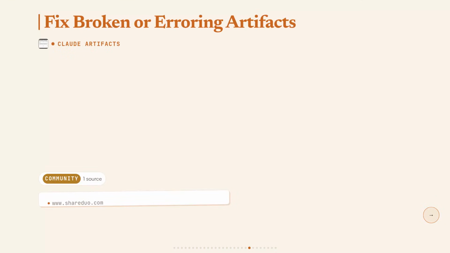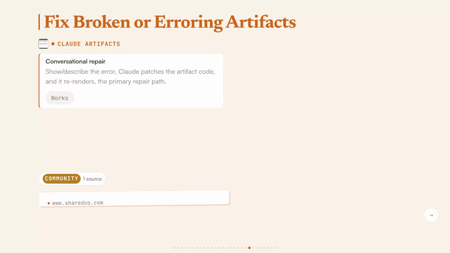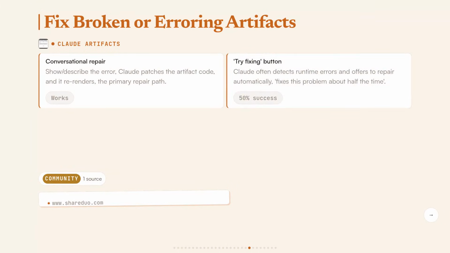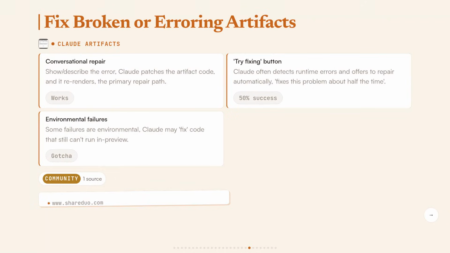When I described an error directly in the chat, Claude patched the code and it re-rendered. That conversational repair path is the one that works reliably. The Try Fixing button is more of a coin flip, about 50% community reported success, and some failures are environmental, like a disallowed network call, where Claude might fix the code, but the artifact still can't run inside the sandbox.